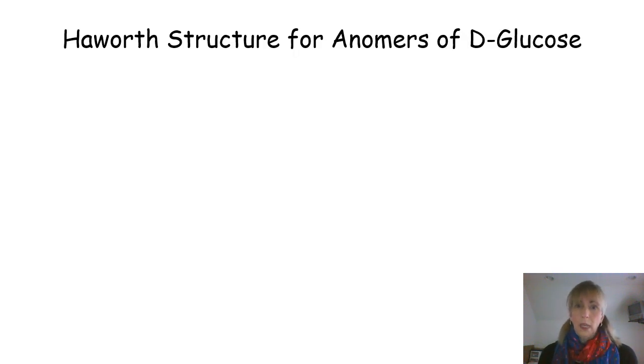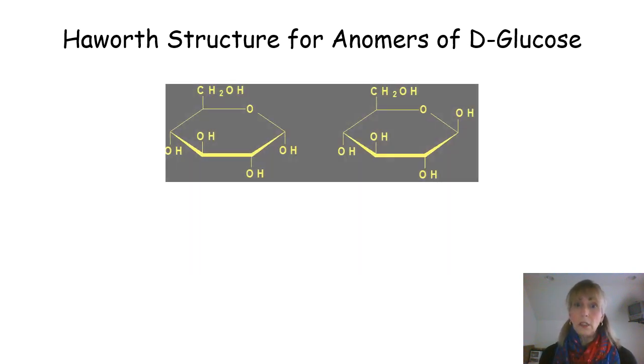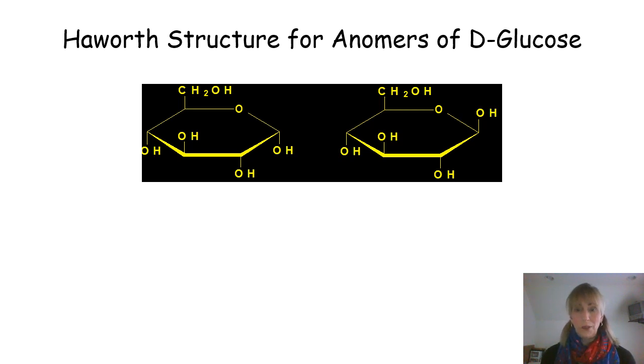All right. So let's look at a completed, a finished Haworth structure for D-glucose. There are 2 of them. These are the Haworth structures for what we call the anomers of D-glucose. Let's note all the things that we talked about. We see the OR bond of the hemiacetal. There it is. Our CH2OH is up in both of them.